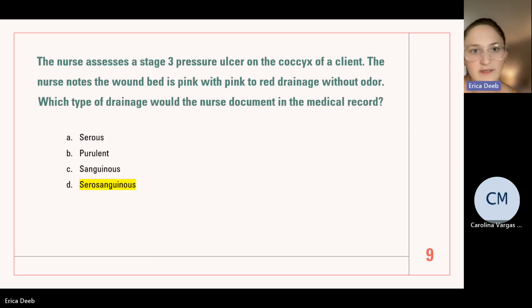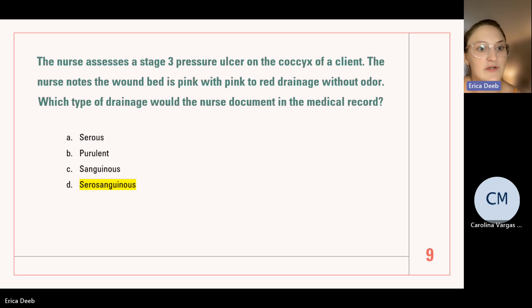This is a really good example of a question that can throw you off. We see assessing a stage 3 pressure ulcer on the coccyx, so when we read this we start to think, okay, maybe it's going to be about this stage 3 pressure ulcer. But then we finish the question, and it's asking which type of drainage the nurse would document. So it really has nothing to do with it being a pressure ulcer. Sometimes these questions throw me off personally because I'll start thinking, what do I know about pressure ulcers? But it's good to read through the question and see what it's asking, because it might have nothing to do with that, and you might be able to answer it.